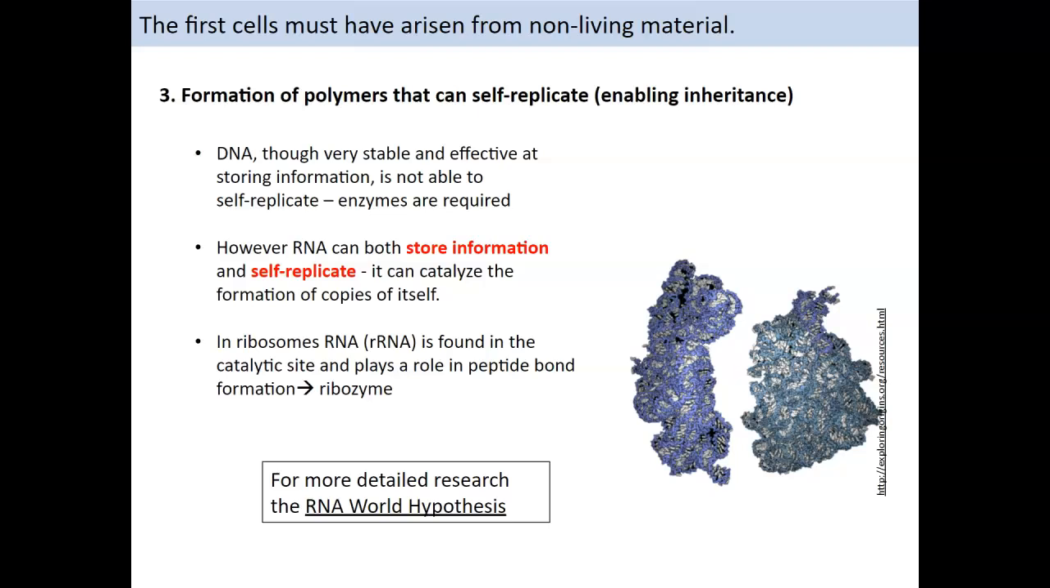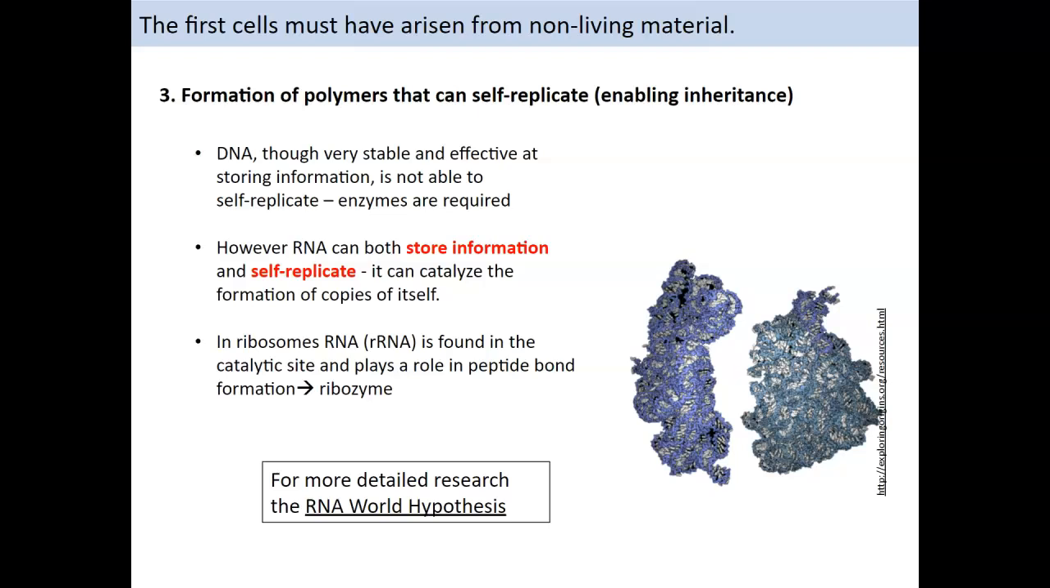So if we consider another molecule, RNA, RNA can both store genetic information and it can self-replicate. RNA can catalyze the synthesis of itself. It can help make copies of itself. It can also help form other types of bonds. For example, in the ribosome, there's a type of RNA called rRNA. rRNA also has catalytic properties. rRNA helps form the peptide bonds between amino acids during translation when a protein is made.